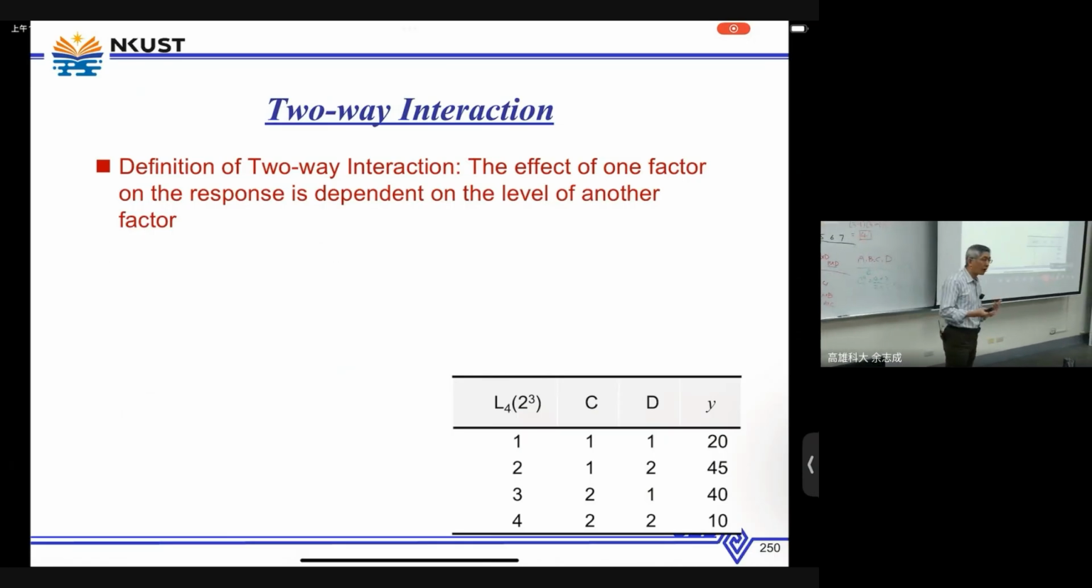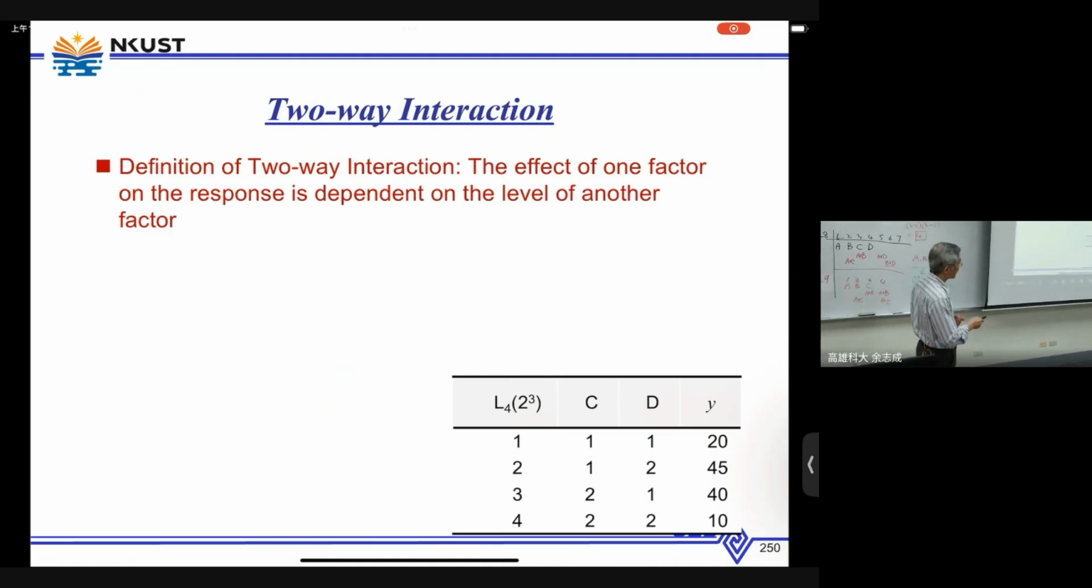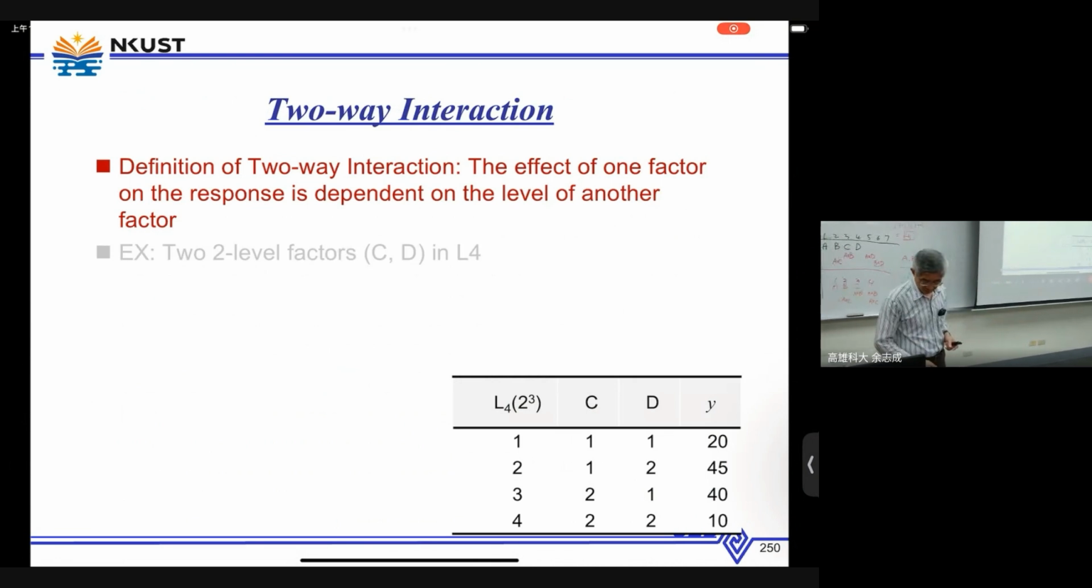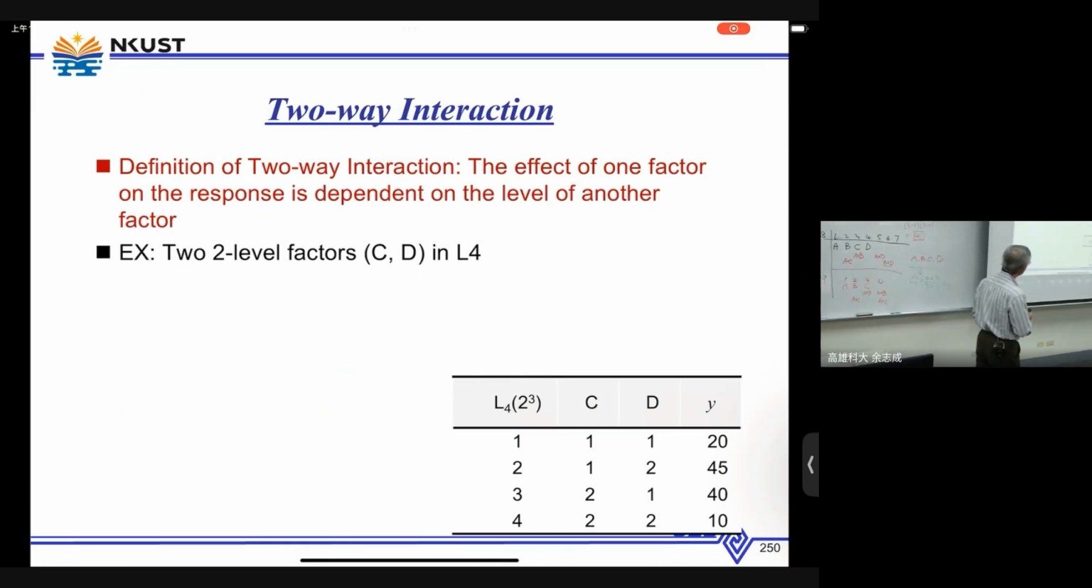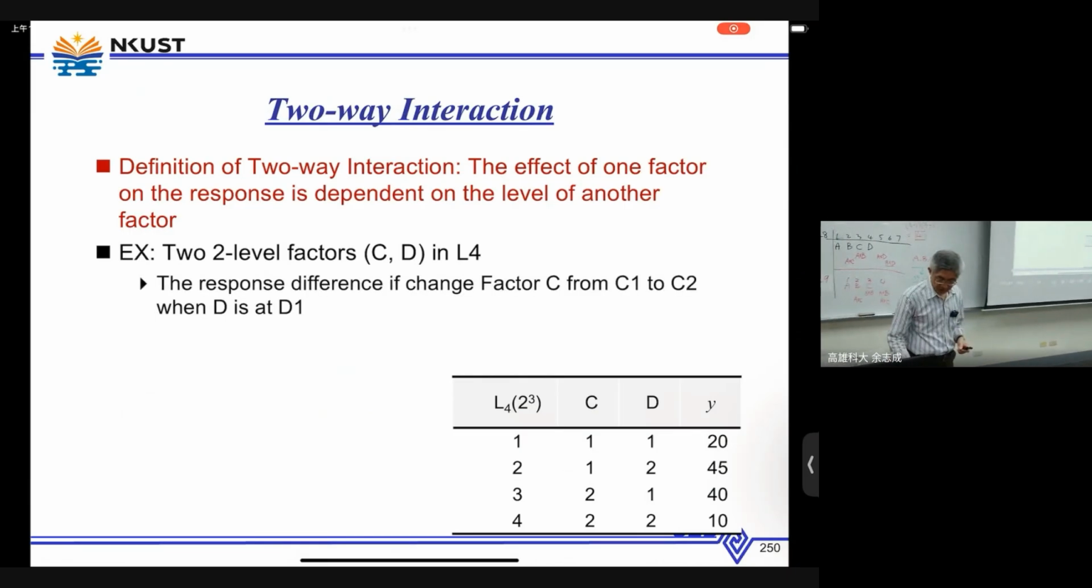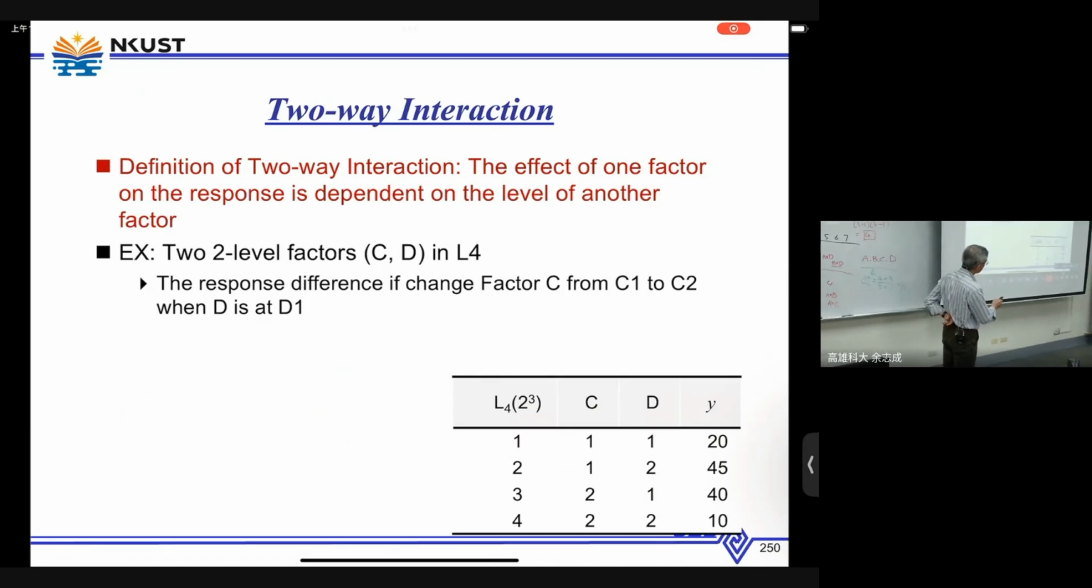If there is interaction, what will happen? There are two factors, C and D, two levels, and the total combination will be 4 combinations. And let's see if C and D are independent or not. Let's try the first one. Let's look at the difference between C1 to C2. Change from C1 to C2.